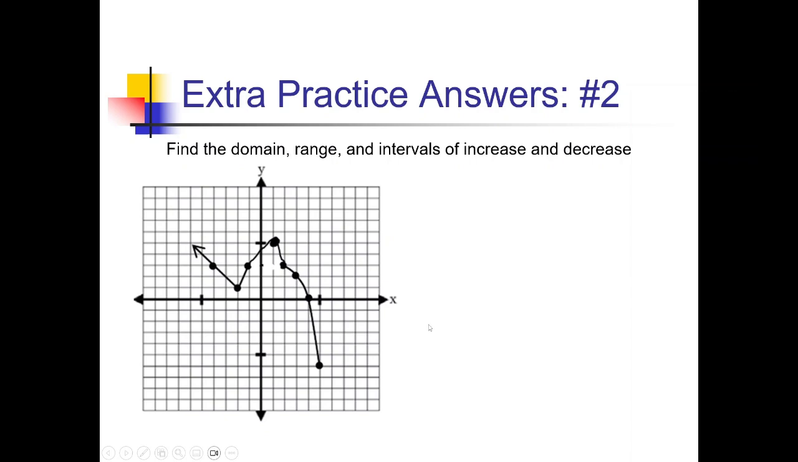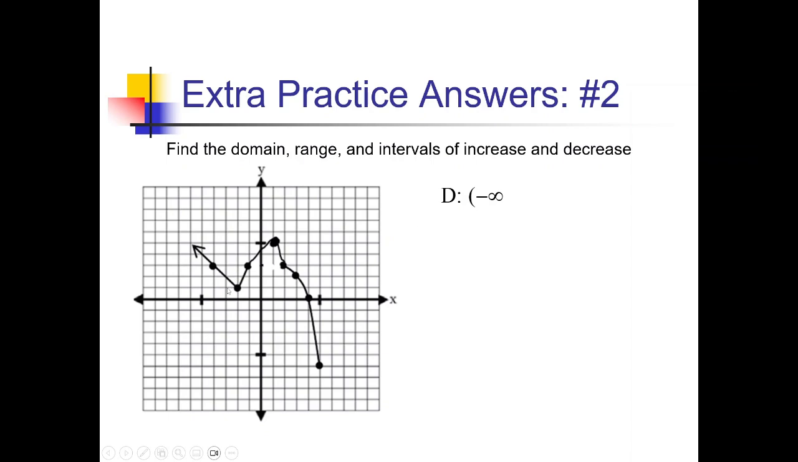Here's the graph for our next problem. So for domain on this one, going from the left to the right, as I look to the left, we have an arrow. That means it's going forever. So for the left part of my domain, I need to put infinity. And infinity always gets a parentheses, negative infinity in this case because we're going left, always gets a parentheses because you can never actually get to infinity. It's not really part of the solution. It's just a direction, a thought.